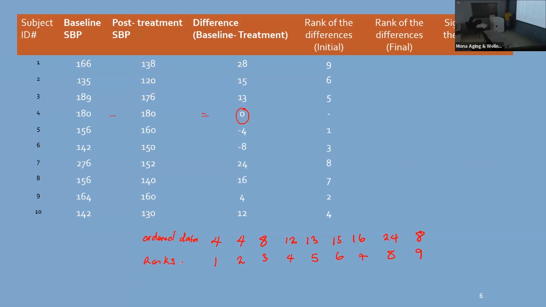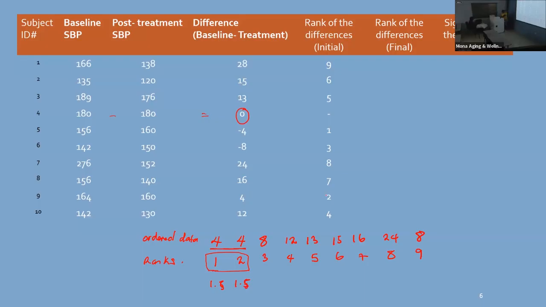So the instruction says that if we have differences that are of the same value, what we're going to do is take the average of the ranks. And then we're going to assign that average to both differences. So this is 3. So 3 divided by 2 should give us what? 1.5. So the correct rank for these two is going to be 1.5. And everybody else remains the same.